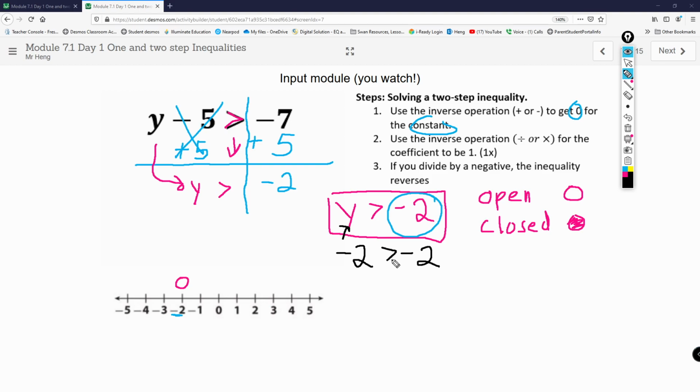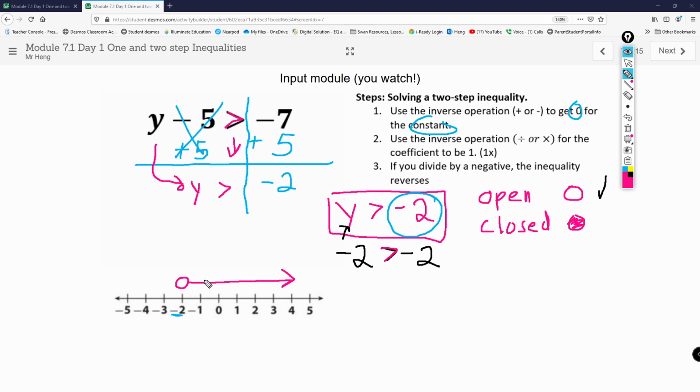They are equal. So if the -2 here is not greater than -2, then you're going to keep it an open circle because it doesn't exist. There's not a solution. Now, you're not done yet because now you have to draw the arrow. According to this greater sign here, the arrow is going to the right. So we're going to draw an arrow from the circle to the right.